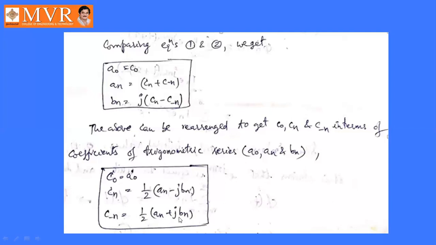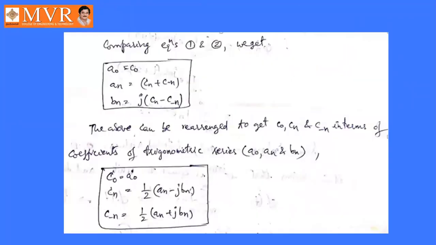So, like this, we can write the exponential Fourier coefficients in terms of the trigonometric Fourier coefficients, and similarly, we can write the trigonometric coefficients in terms of the exponential Fourier coefficients. We can write either like this or like this. So, finally, C naught is equal to A naught, Cn equal to half of (An minus j bn), and C minus n equal to half of (An plus j bn).